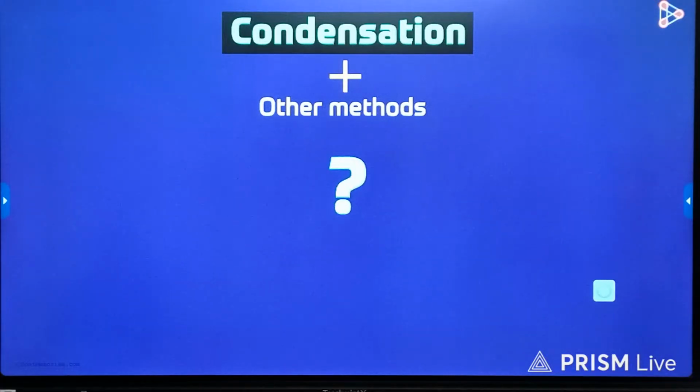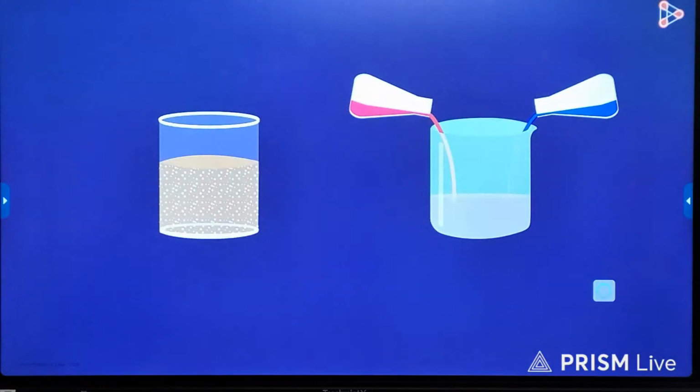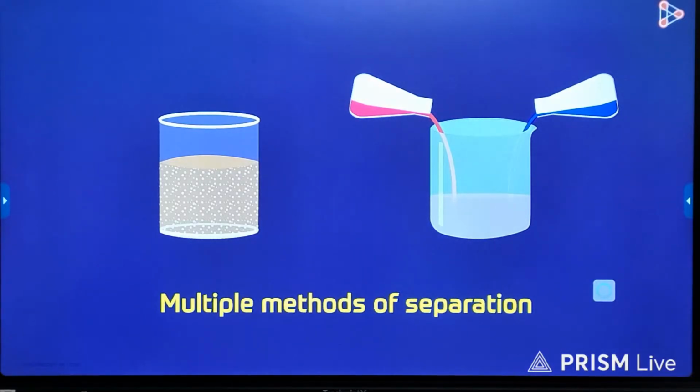Does that mean there are multiple ways of separating substances? Yes, of course. There are quite a few mixtures which do not get easily separated with one technique. There are multiple methods employed to accomplish this separation successfully. Next, let's have a look at a few examples that help us understand this.